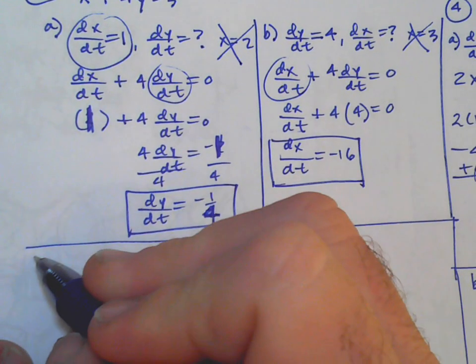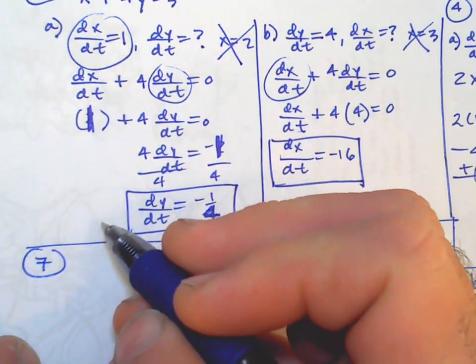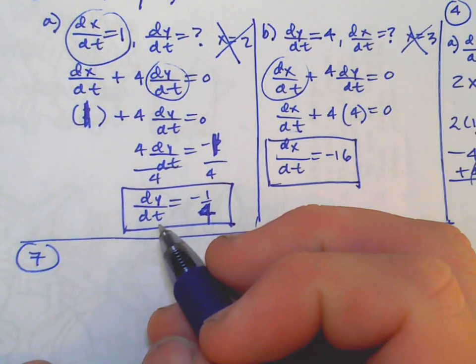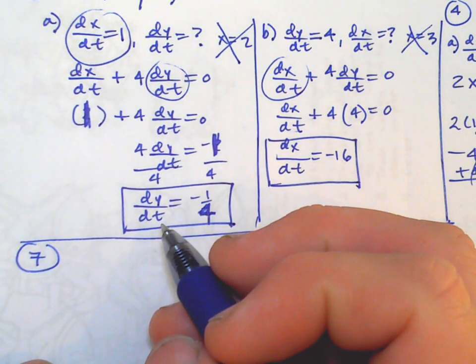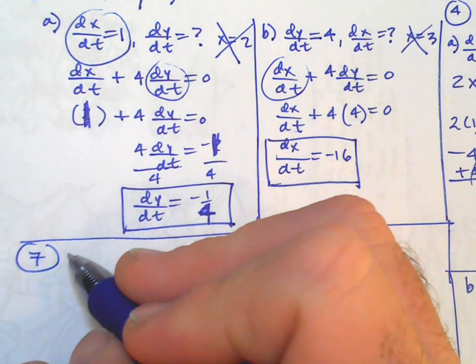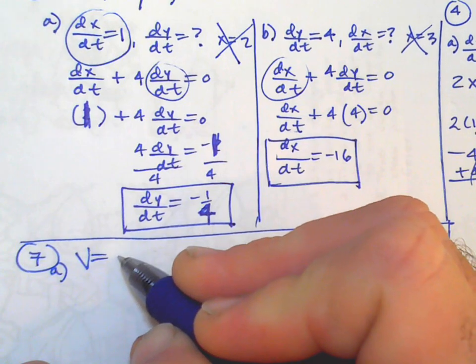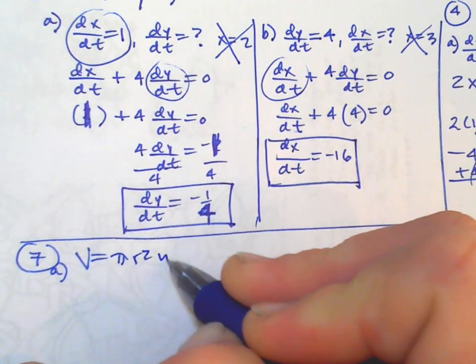Okay, number 7 says, let V be the volume of a cylinder with height h, radius r, and assume that h and r vary with time. How are dV/dt, dh/dt, and dr/dt related? So, volume of a cylinder is pi r squared h. We draw a little picture.